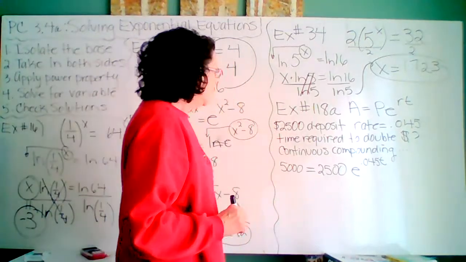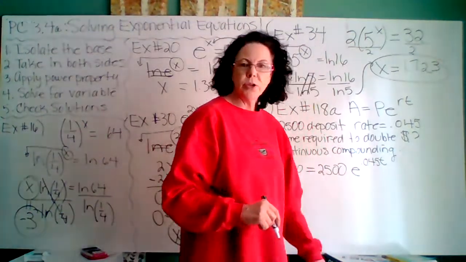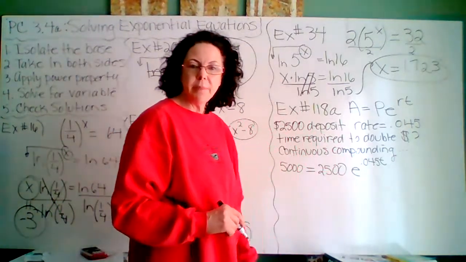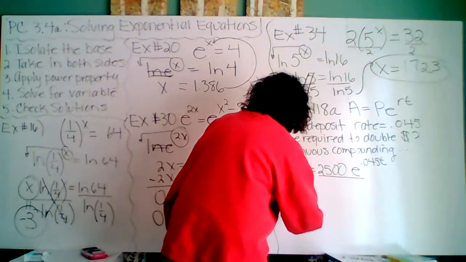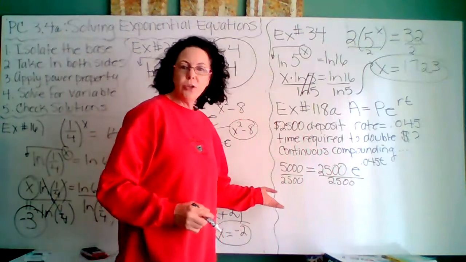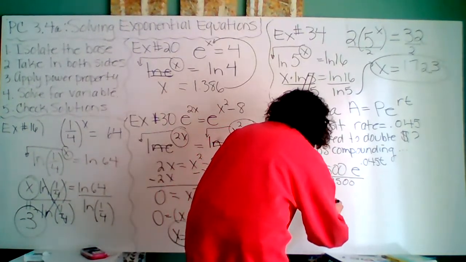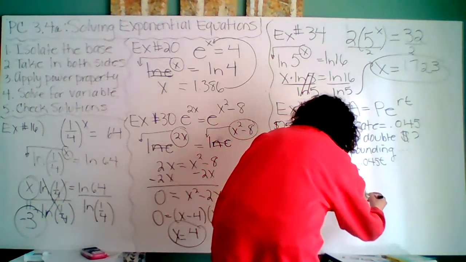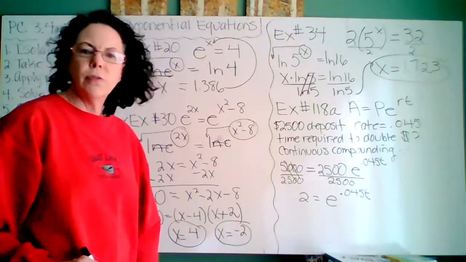Here we go. To solve, right? We're trying to solve for this exponent. We're trying to solve this exponential equation. We have to isolate the base. It is being multiplied by 2,500, so let's divide both sides by 2,500. Of course, I'm going to get a 2 on the left, right? Because it was double. There we go. I have 2 equals e to the 0.045t.